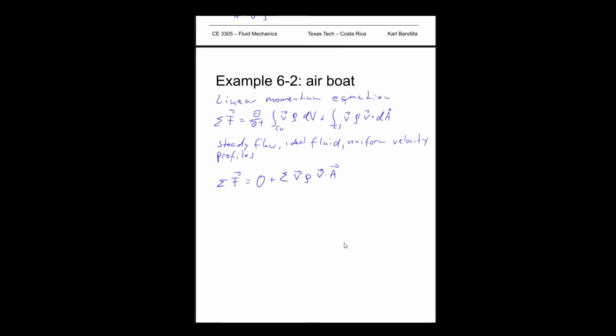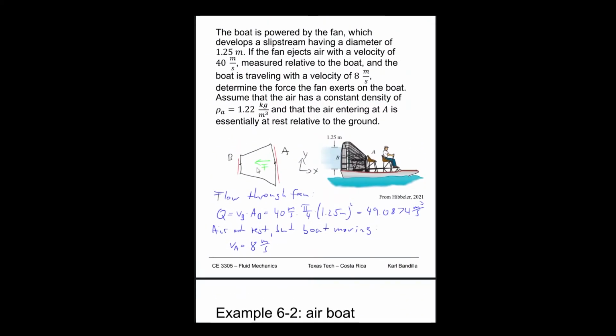How does that relate to our specific case? If we look at our control surfaces, right? We have two control surfaces, A and B. They will have associated areas, right? We have an area vector there. At A, the velocity is going inward, so they're opposite, and at B, they're the same.